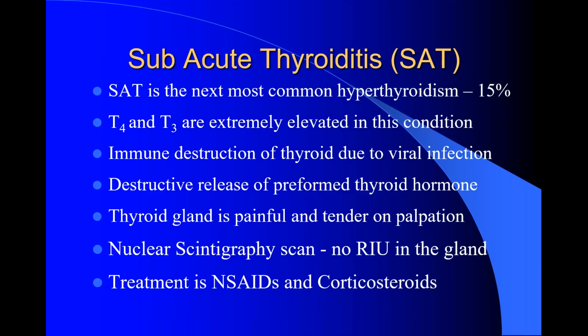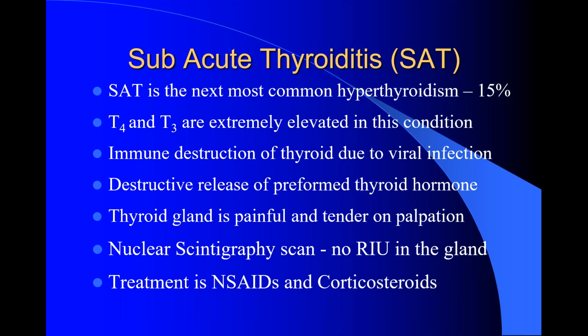Then comes subacute thyroiditis. Subacute thyroiditis is the next most common cause of hyperthyroidism, in which T4, T3 are extremely elevated because there is autoimmune destruction of the thyroid gland because of viral infection. There is immune destruction and destructive release. So the preformed hormones just release, causing excess. And once destruction is complete, I told you that it will finally go into hypothyroidism.